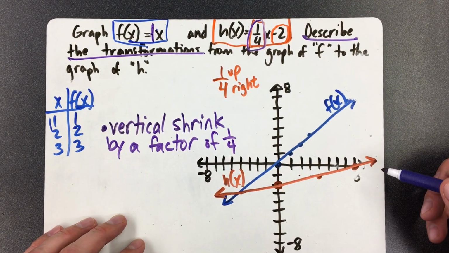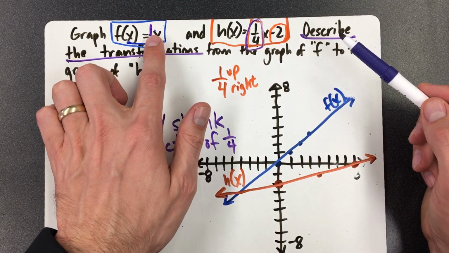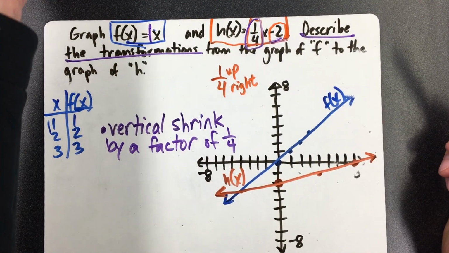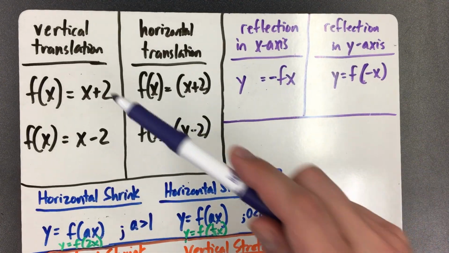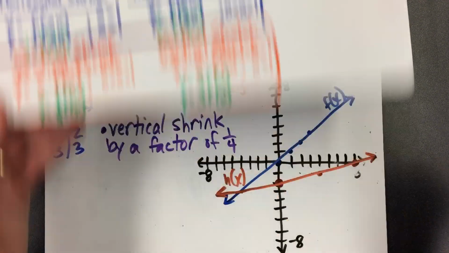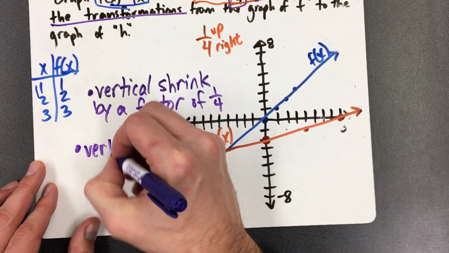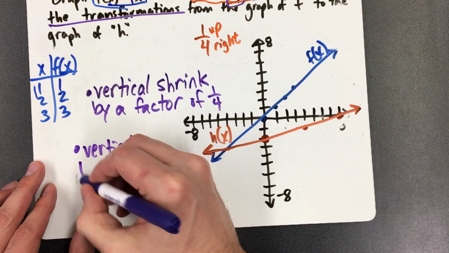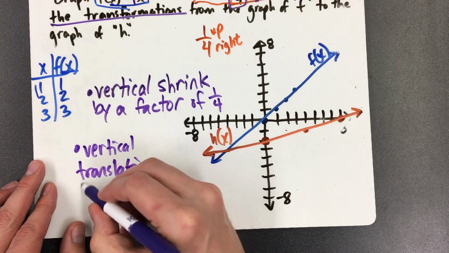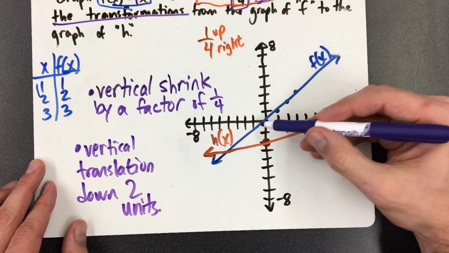And then what else did we do? Well, we have a -2 at the end. Was there a -2 at the end on the original one? There was not. And so what we ended up doing is we put a -2 at the end. Look back at your table, -2 at the end, right here. The second thing we did is a vertical translation. And how many units down did we move this? We moved it down 2 units.